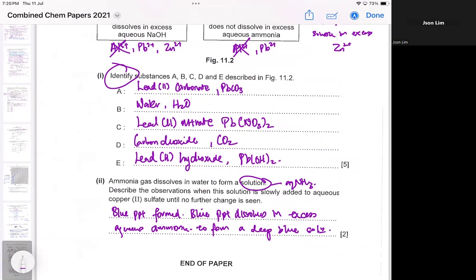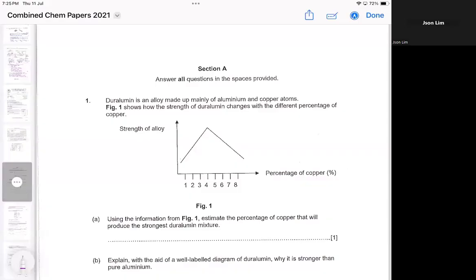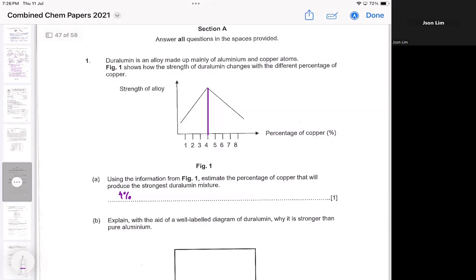The first question is metals. So you can see that in this case, the peak percentage is somewhere around 3 to 4% of copper mixed with aluminum, which gives you the maximum toughness. So let's draw this down, about 4%. Anything more or anything less will give you a softer alloy.